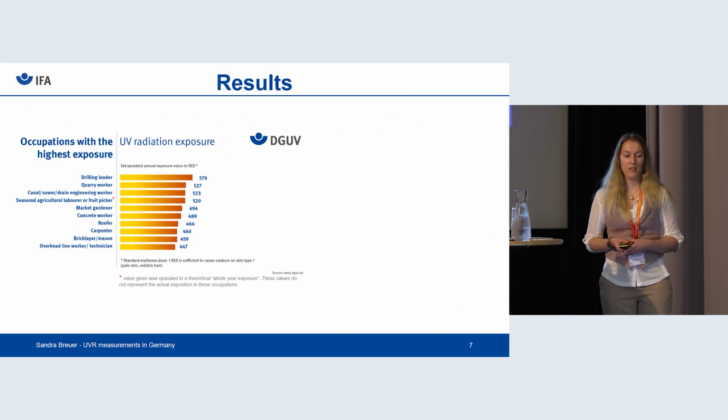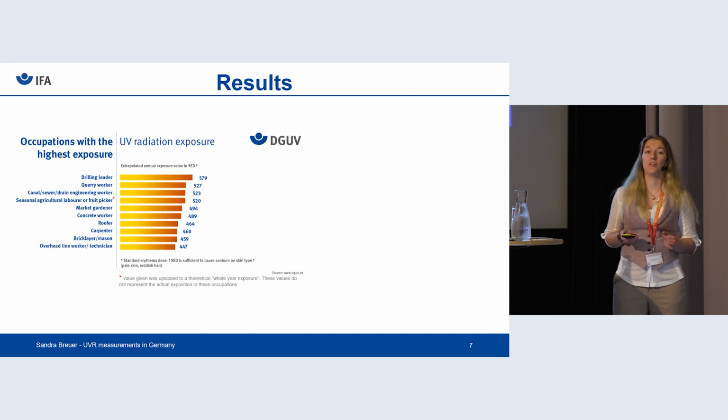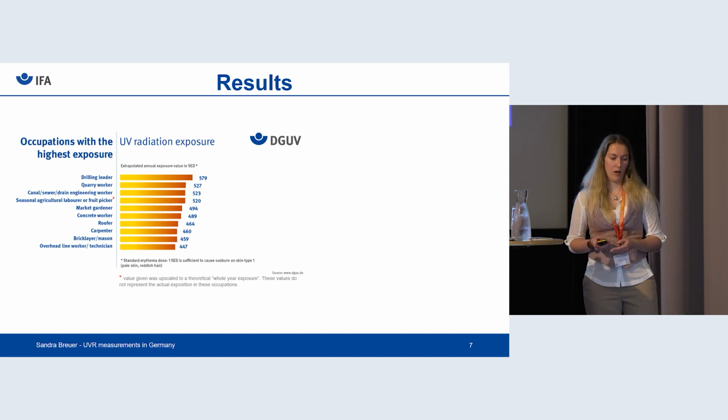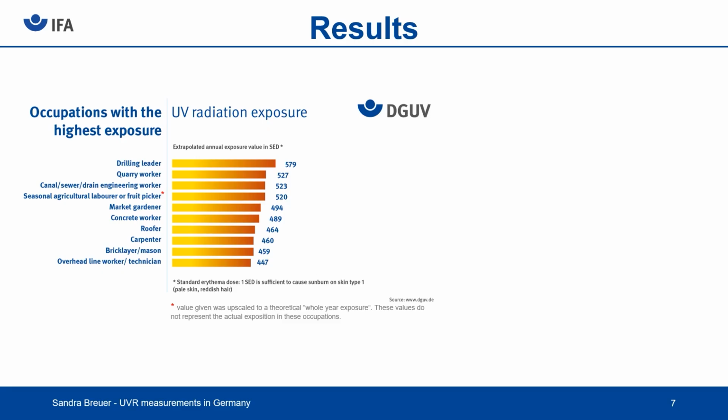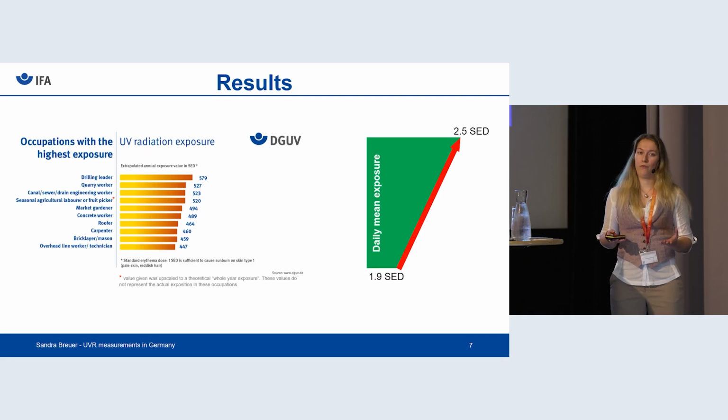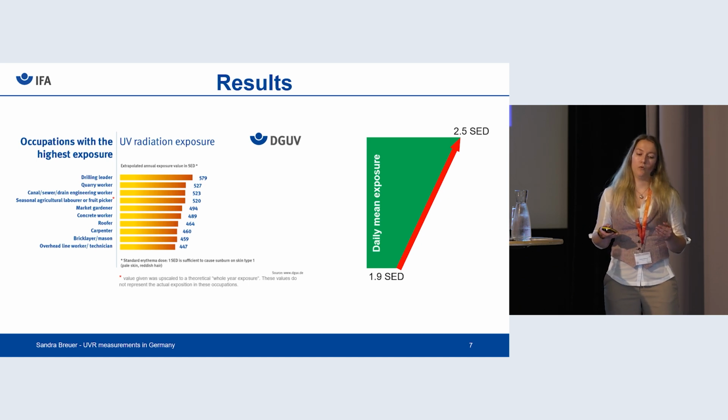Now coming to the results, I just want to highlight the occupations with the highest exposure. Those values are the extrapolated annual exposure values given in SED. For example, we see that the drilling leader over here has the highest UV exposure of all different professions with 579 SEDs per year, followed by the quarry worker. And for example, we also find the roofer or the bricklayer within this evaluation. And if you calculate this down to daily mean exposure values, they range from 1.9 SEDs up to 2.5 SEDs.